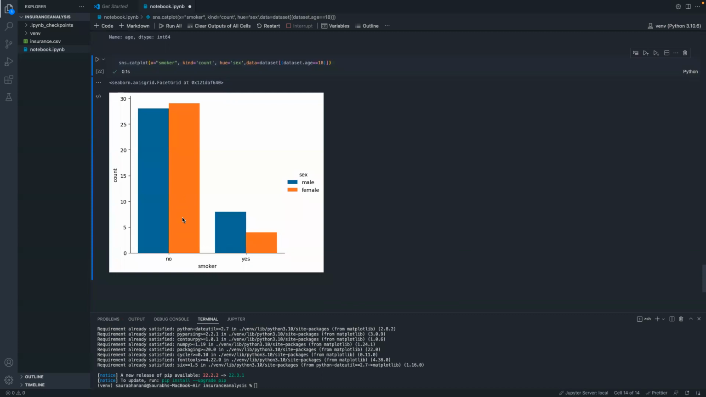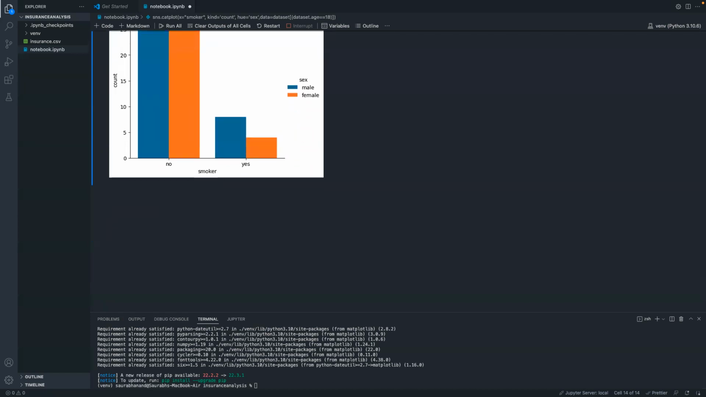So what does it say? For the people who don't smoke, the count is high for the people in the range at the age 18. But for the people who smoke, there is also a less count, which is a good thing again. So now we got to know about the smoker and age relationship for the age 18.